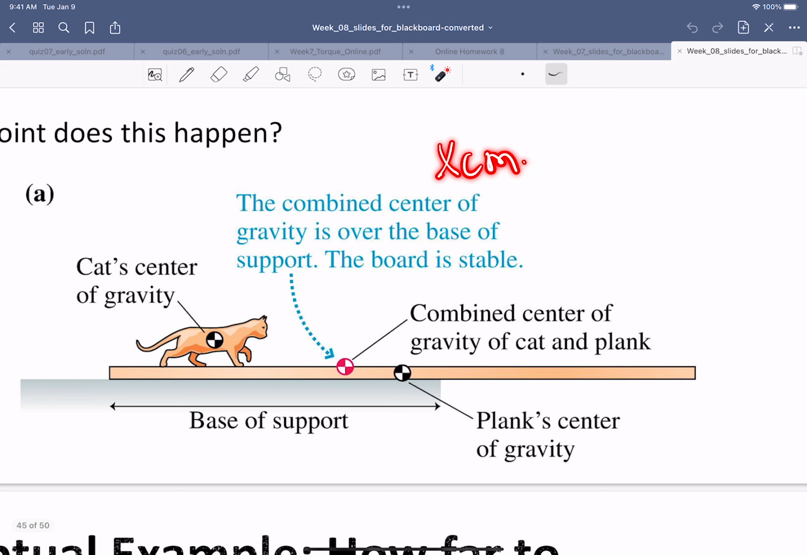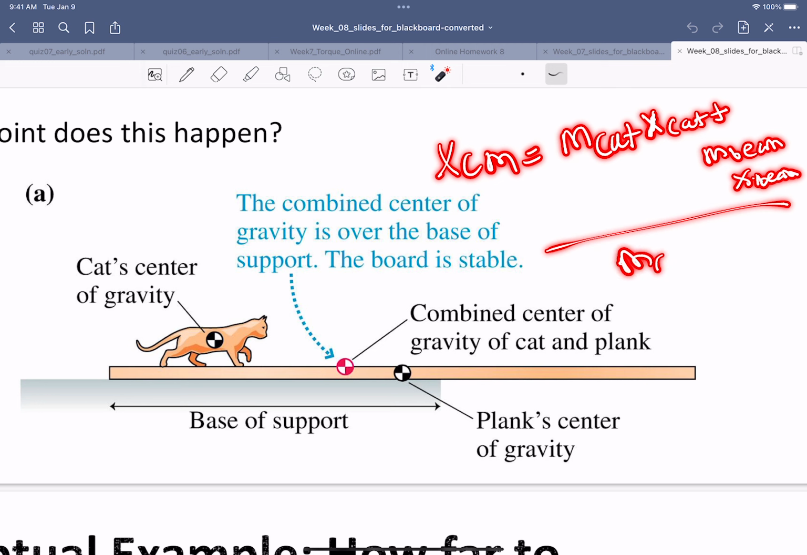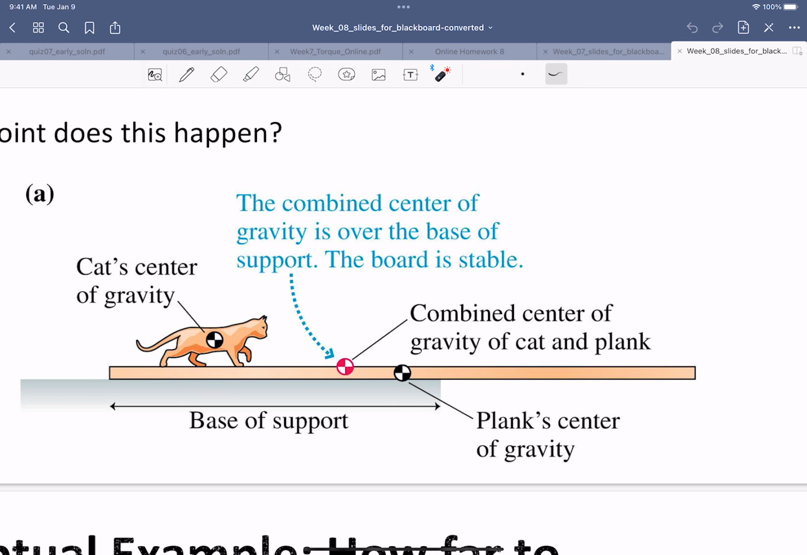So XCM, I take the mass of the cat times the distance the cat is away, right? And then plus the mass of the beam times the distance of the beam, and then divide the whole thing by the mass of the cat plus the mass of the beam. That gives me my center of gravity of the cat and plank system, for example. Now, if the cat were to walk further away, then x-cat increases. If x-cat increases, the numerator increases. If the numerator increases, then your XCM goes up. So center of mass goes up.